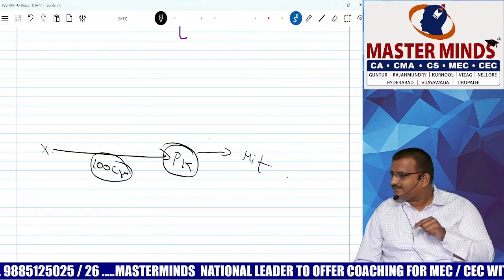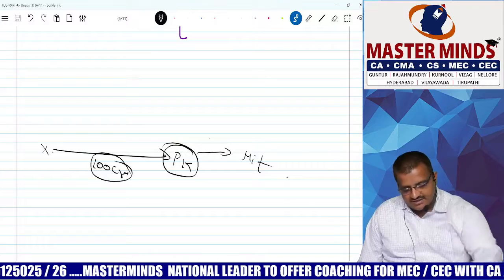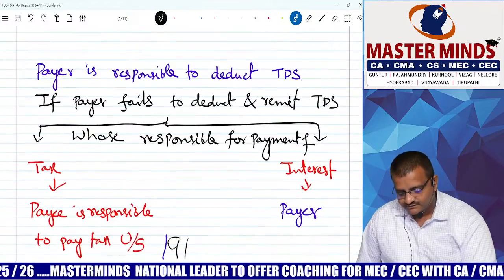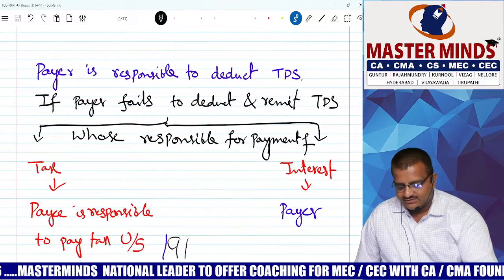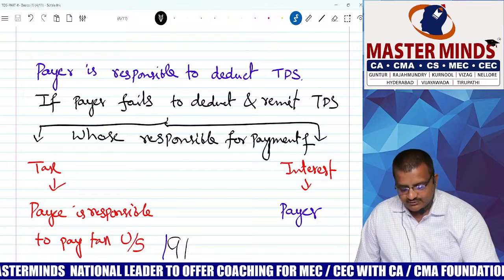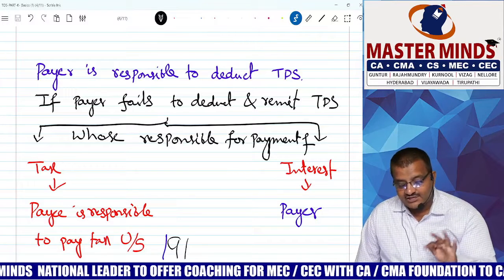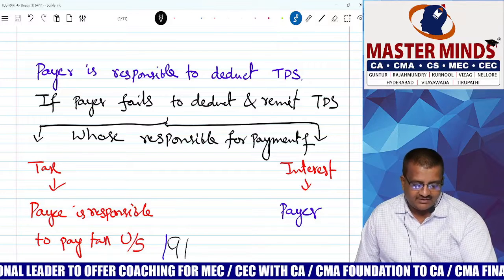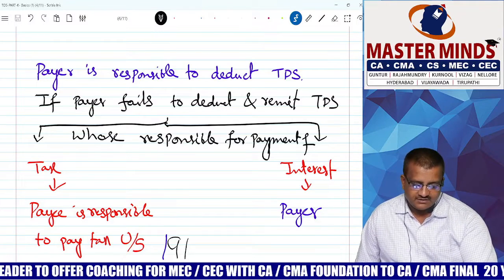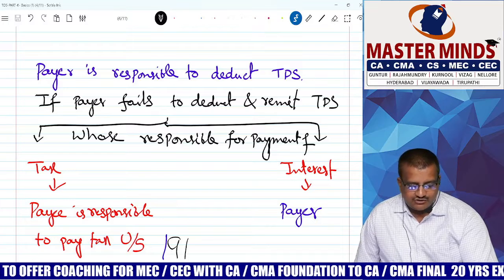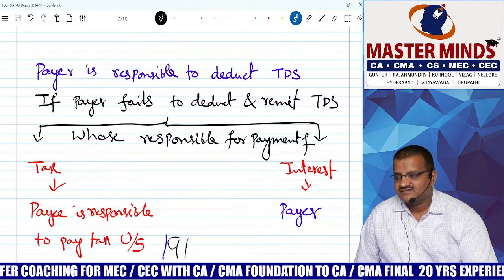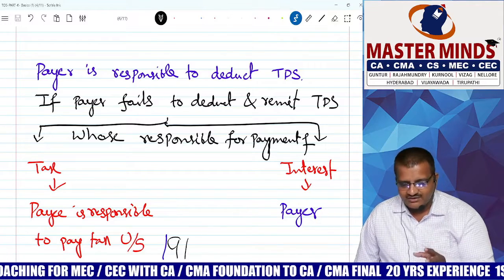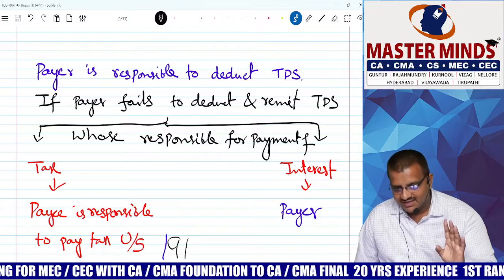Follow the concept first. Understood? See the provision. Payer is responsible to deduct TDS. Payer fails to deduct and fails to remit. Neither deducted nor remitted. Tell me, what is the answer? Who is responsible to pay? Payee. Sir, don't memorize by heart, don't try to remember, just follow the logic.